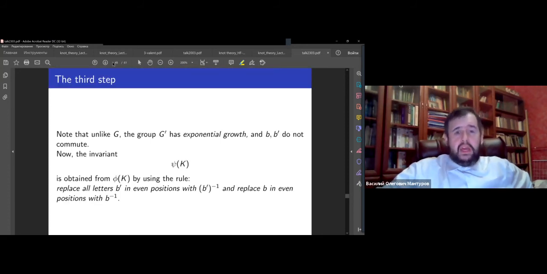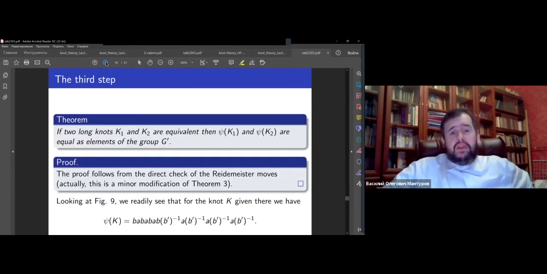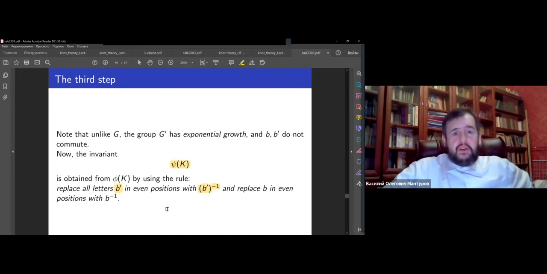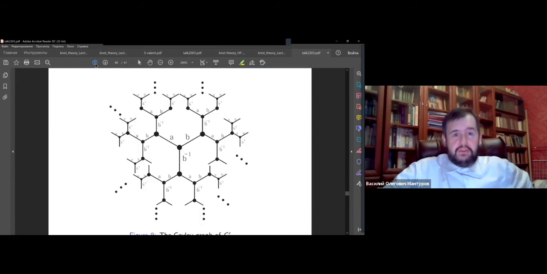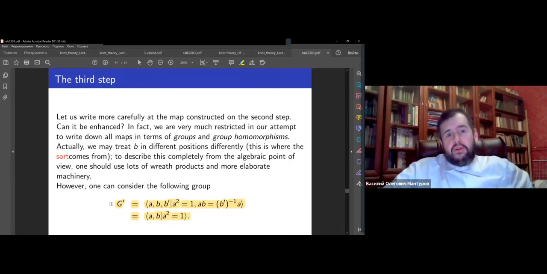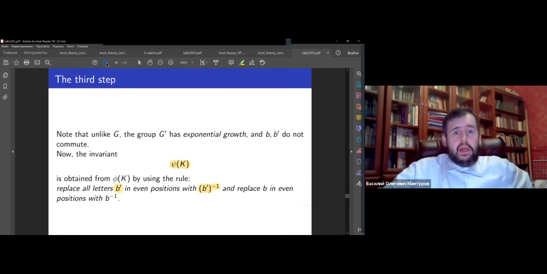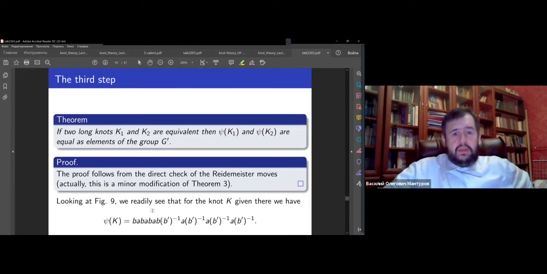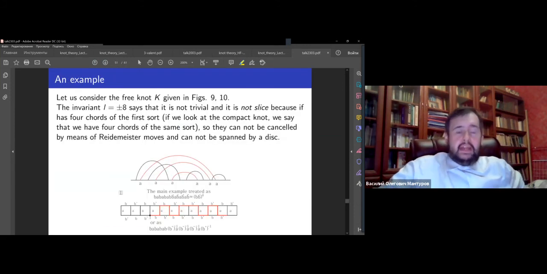Okay, and so we have this psi of k, and we just replace B prime with B prime to the minus 1 and B with B to the minus 1, and there is almost nothing to prove here. Just check the Reidemeister moves and nothing else. So the proof comes from the formulation. Here we have to give an accurate formulation of the definition of our group. In this example, we have this word, and what we had for our initial group in G.